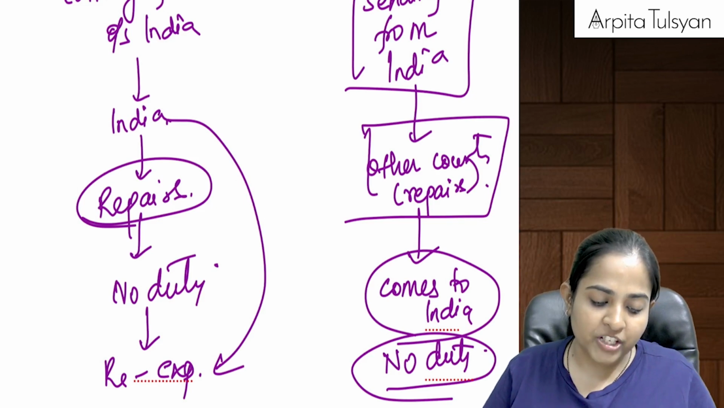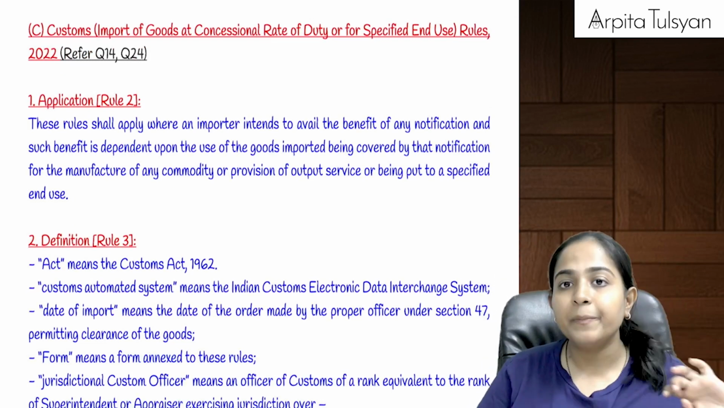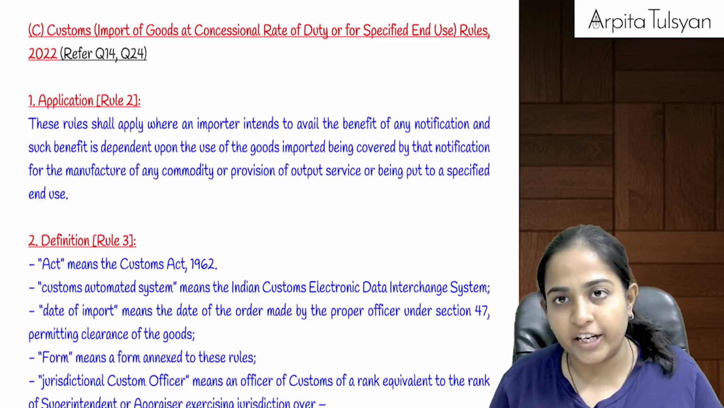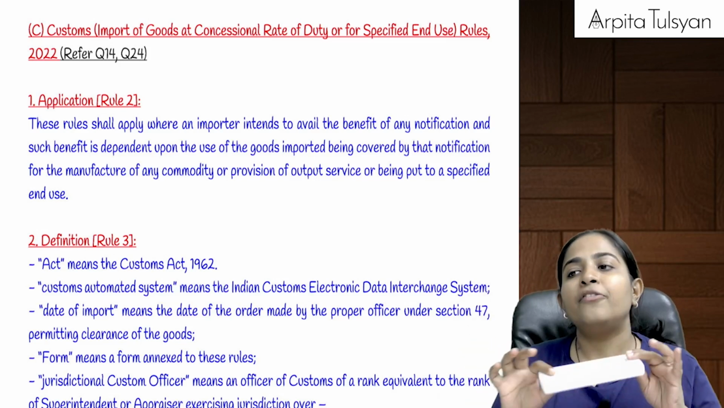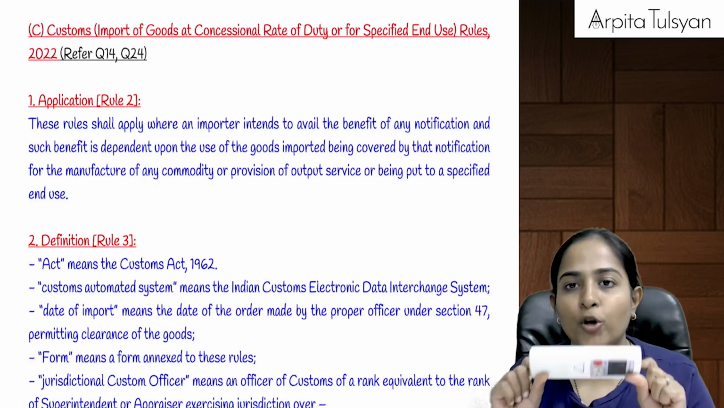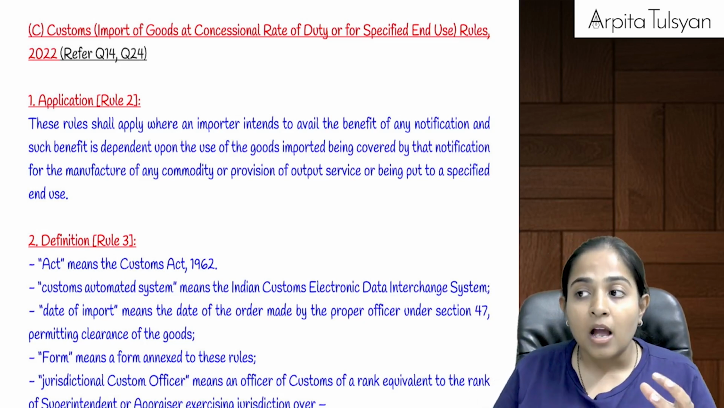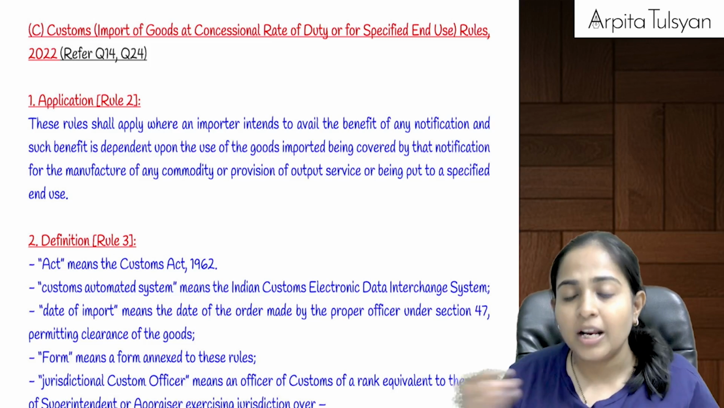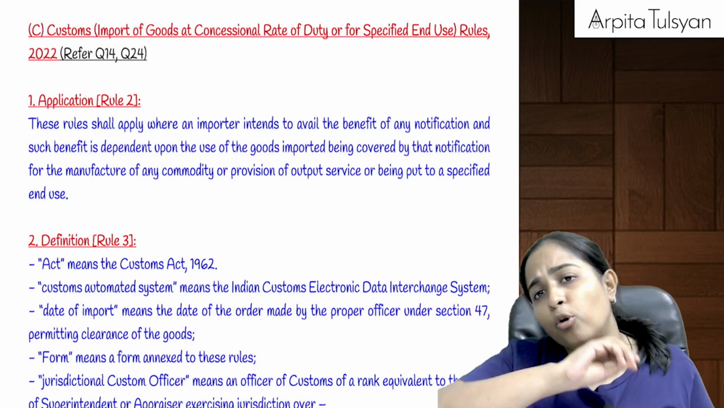Okay, now one rule which I had left in between, that is this rule. I'm not taking the entire rule, but I'll give you an overview of the same. Let's say government has come up with a particular notification that if you import these goods and if you are using these goods for some specified purpose, then we will give you concession on import of these goods. For example, government is telling you that you can import alcohol and use that alcohol only for preparing sanitizers.